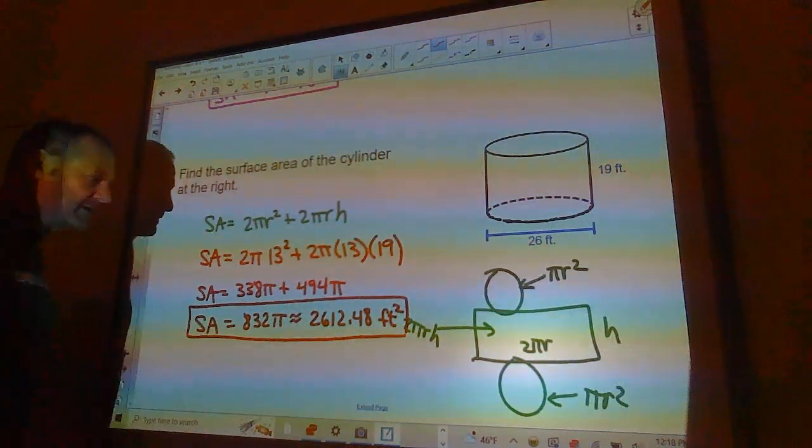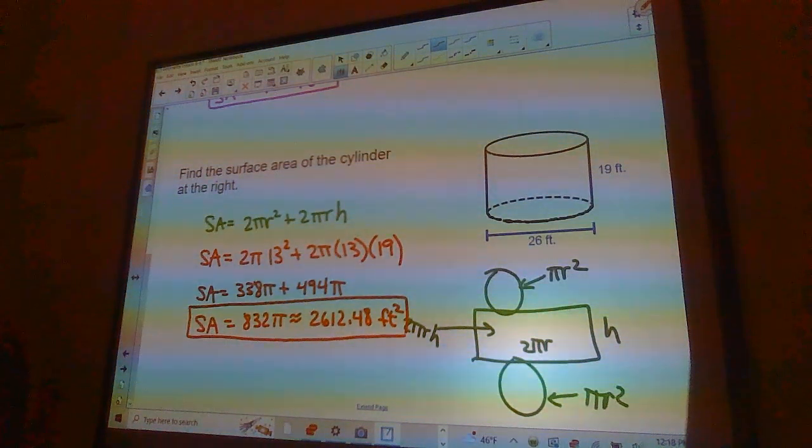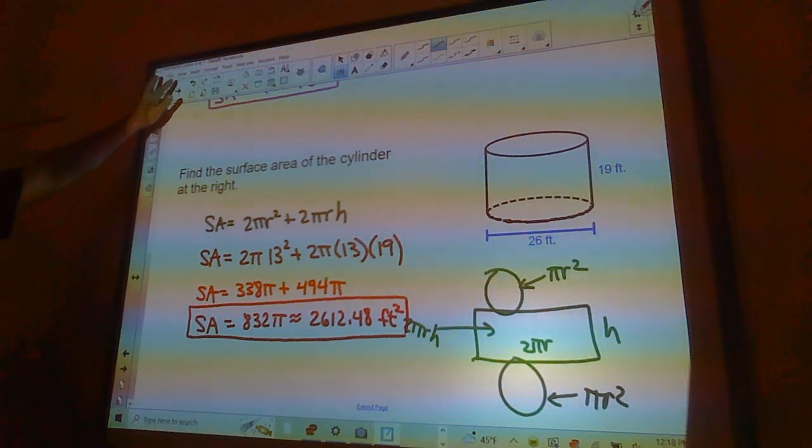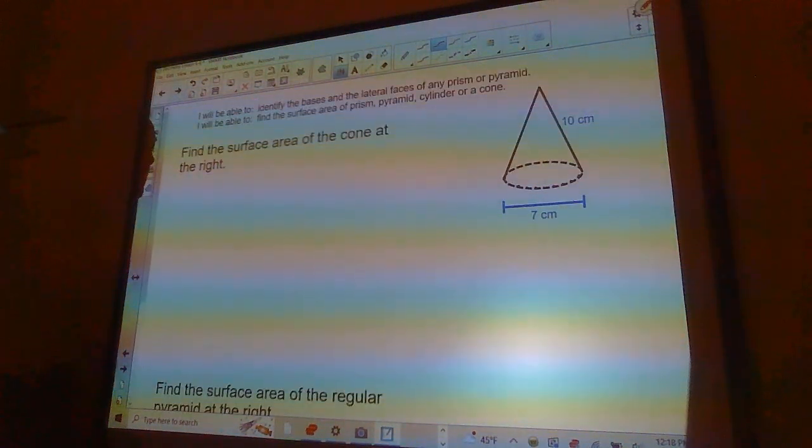It's a pretty big cylinder right there. Okay, not difficult stuff. Find all the areas of all the faces and add them together. Okay, now we got the cone.